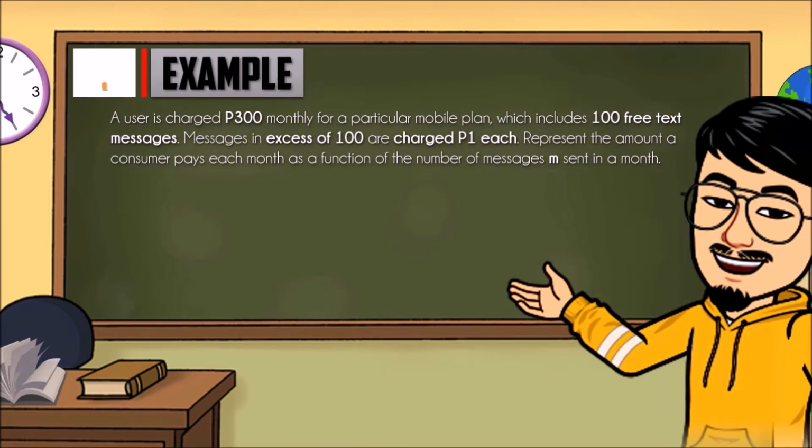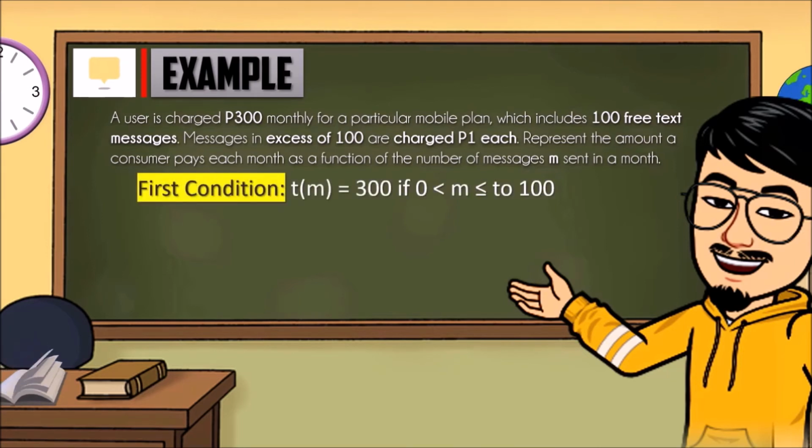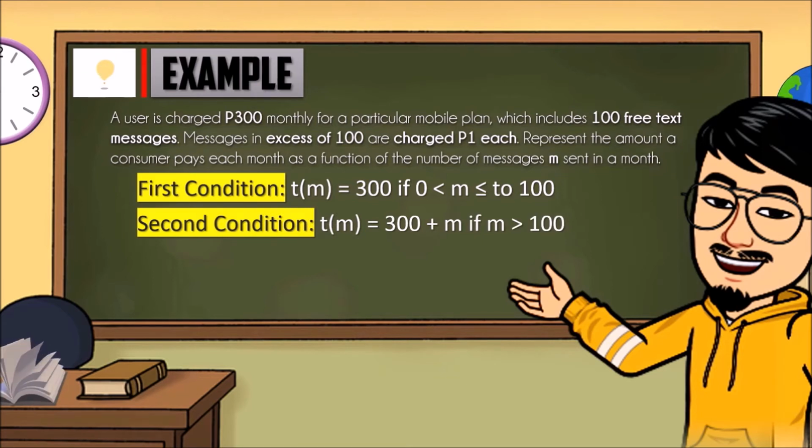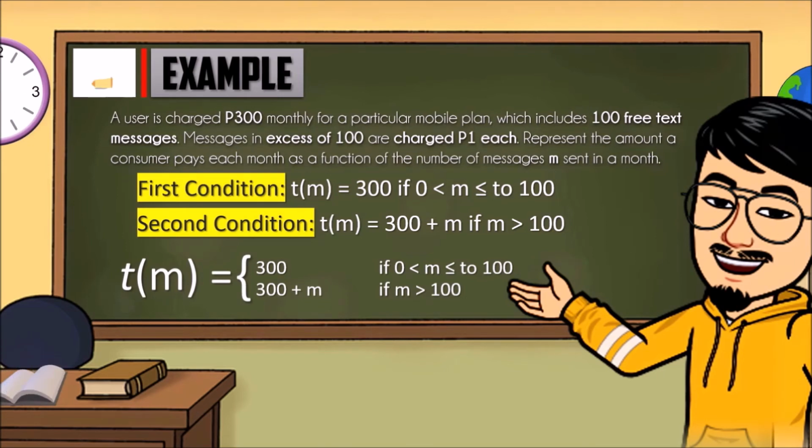Mayroon tayong dalawang condition sa problem na to. First condition, 300 peso per month ang babayaran niya kung 100 or less than 100 text message ang kanyang makukonsume per month. Pangalawang condition, pag sumobra namang 100 text messages ang kanyang nasend in a month, it will cost 1 peso daw per excess text messages. So pag ginawa natin siyang piecewise function, ito na siya. T of M is equal to 300 if M is less than or equal to 100. Then 300 plus M if messages is greater than 100.